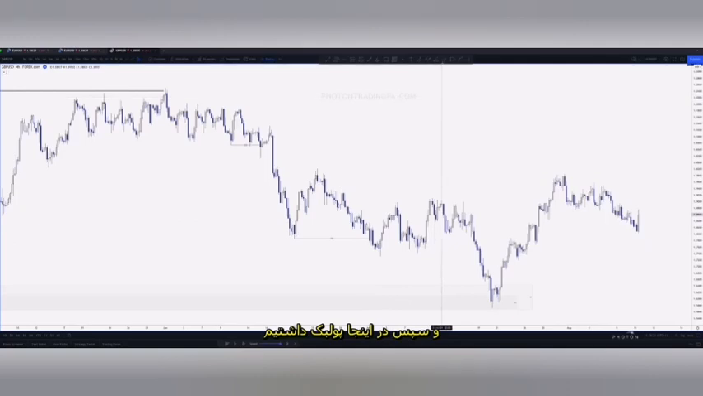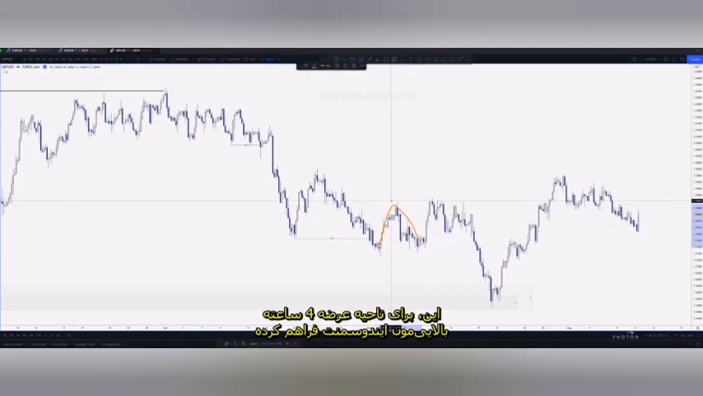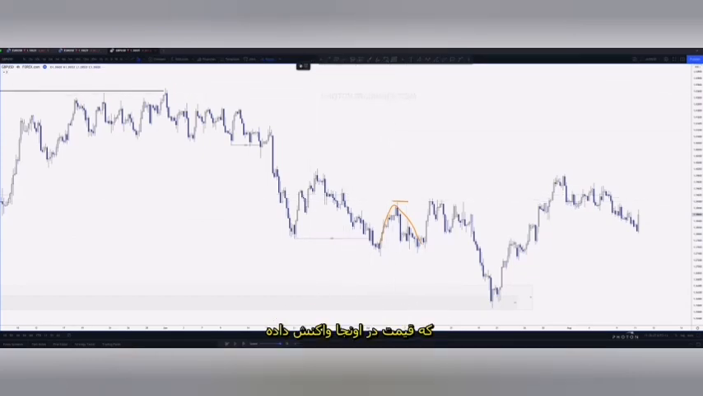And then we get this pullback here. So price pulls back, and then we just get a bit more of a complex pullback. This ends up just providing inducement for our 4-hour supply zone up above, which is where price eventually ends up reacting from. So just drag that across, right? And you can see it again, inducement before the zone.